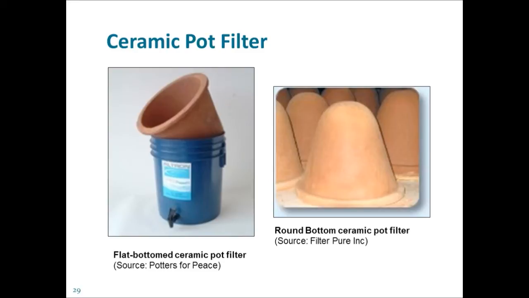A ceramic pot filter is usually made from clay mixed with ground combustible material like sawdust, rice husks, and coffee husks. When the pot is fired, the combustible material burns, leaving small pores in the ceramic through which water will slowly seep. Colloidal silver may then be added to help with pathogen removal.